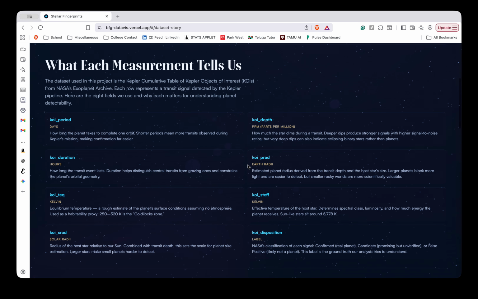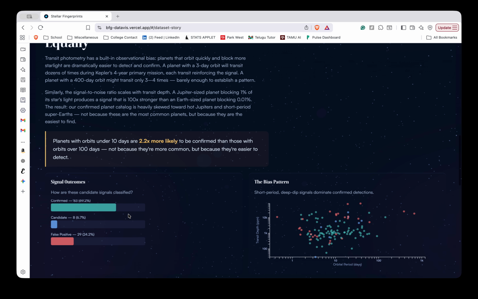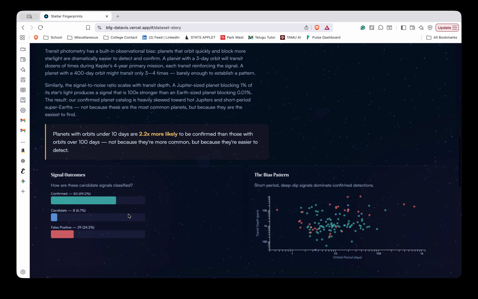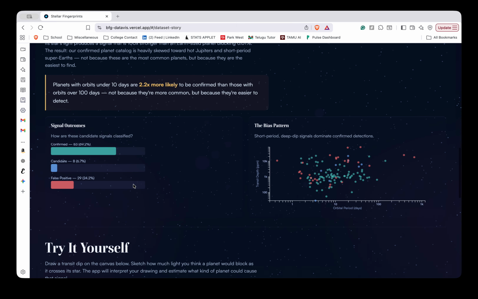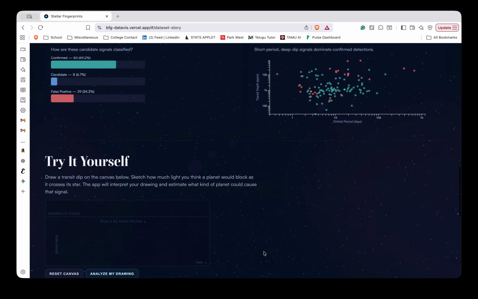This part here shows a good example of it. A Jupiter-sized planet blocking 1% of the starlight produces a signal that's 100 times stronger than Earth. So it's very skewed towards those big hot planets versus something like Earth, which is not as common, and these are the easiest to find. So we get a little bit more details and visualizations. How are these signals actually classified? What are these different things? What is the actual bias pattern that you'll see here? And then we can try it ourselves.